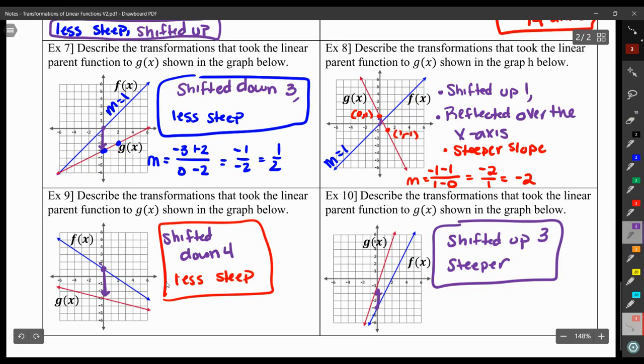And here's your solution. We're going from f of x, this is the original. I know it says parent, and that is not correct. It's not the parent function, but it is the original. Same thing on number 10. It says parent, but f of x is the original. For number 9, if you look at your y-intercept, you started at 1 and got to a negative 3, so that was shifted down 4. And this red line is less steep than the blue line, so that was a change in slope. For number 10, I started at the blue line and went to the red one, and that was shifting up 3, and the red slope is steeper than the blue one.